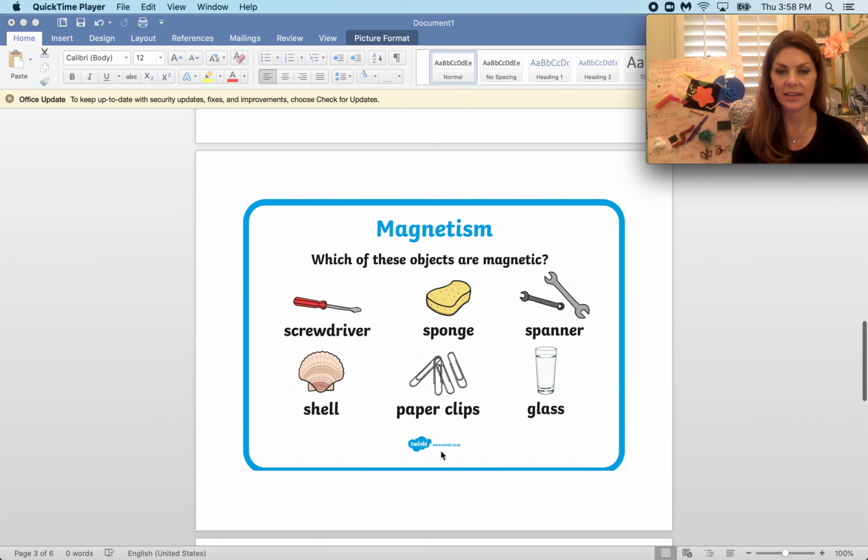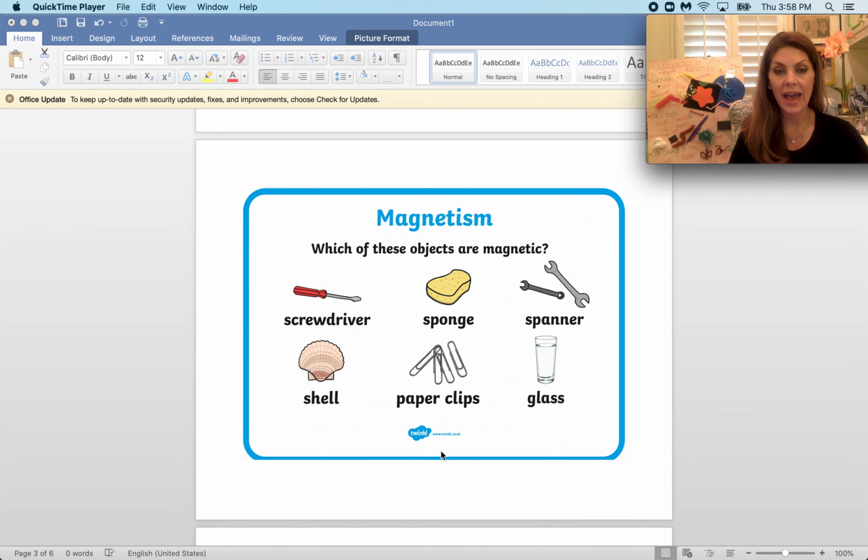So like I said previously, magnets are only attracted to iron, nickel, and cobalt. So therefore, a magnet would not be attracted to this sponge, this shell, or this glass. The magnet would be attracted to the screwdriver, these tools, and these paper clips, because a magnet is only attracted to either iron, nickel, or cobalt.